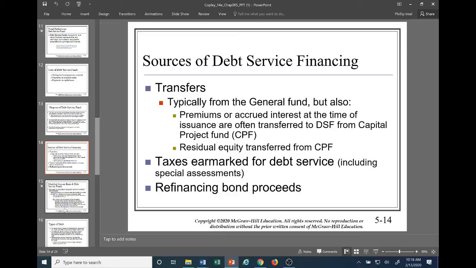Same thing with accrued interest. Any accrued interest for our benefit in the capital projects fund, we're going to throw in the debt service fund. And residual equity is going to be transferred from the capital projects fund. So if there's anything left over, residual equity within that fund, we're going to move it into debt service. Why do you think that we use debt service as our default fund for moving those transfers out of the capital projects fund instead of putting it in the general fund?